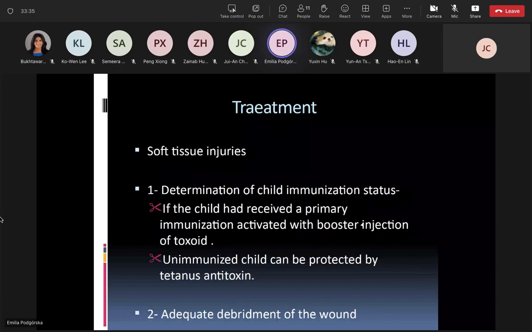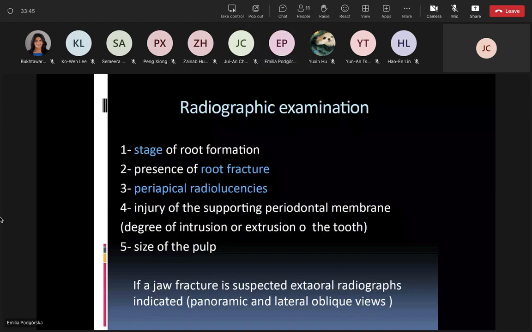Adequate debridement of the wound. Radiographic examination: state of wound formation, presence of fracture, periapical radiolucency, injury of the supporting periodontal membrane, degree of intrusion or extrusion of the tooth, and size of the pulp.